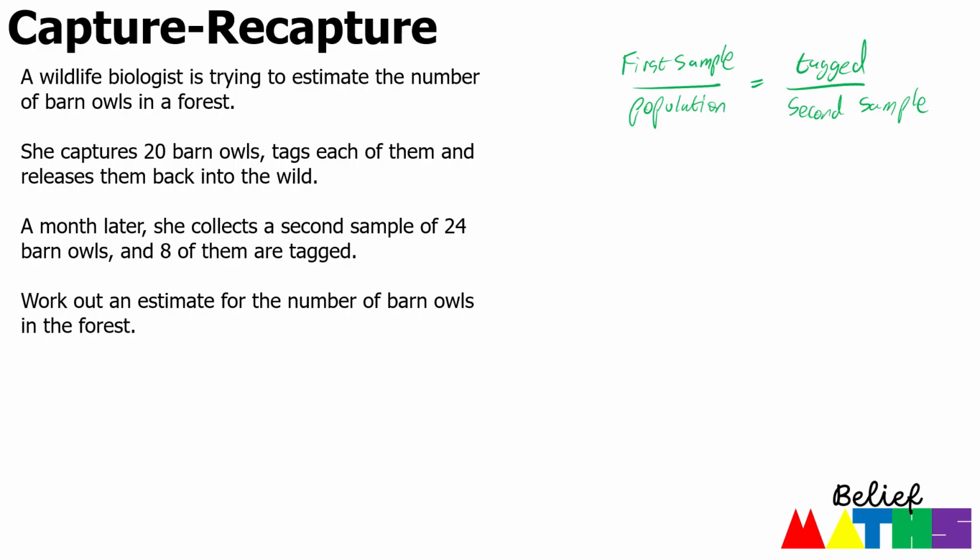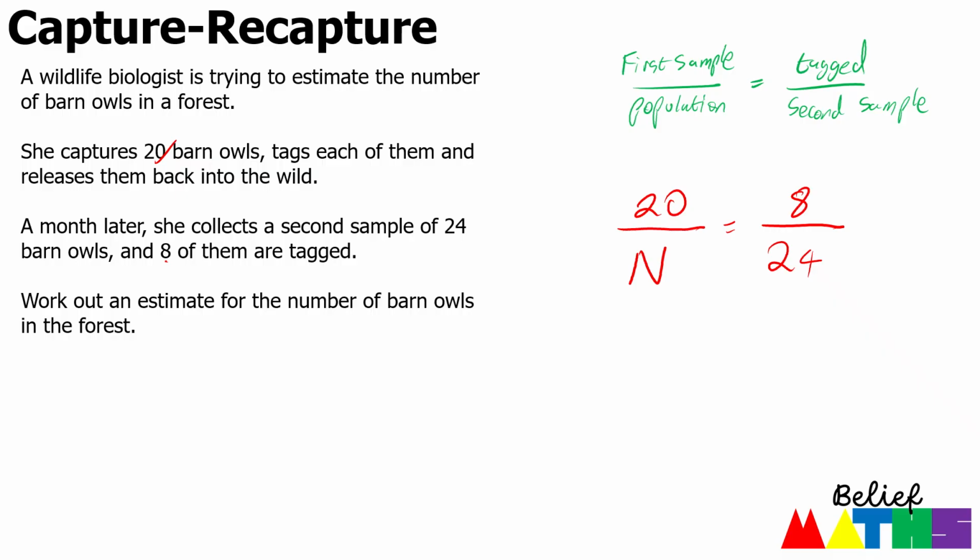So our first sample, well, if we look, she captures 20 Barnells. So we've got 20. We're usually trying to estimate the population, so we don't know what that's going to be. So we're just going to use a capital N for that. Then it says a month later she collects a second sample of 24. So our second sample is 24. And 8 of them are tagged. So we get 8 on top. And now we just need to solve this equation.